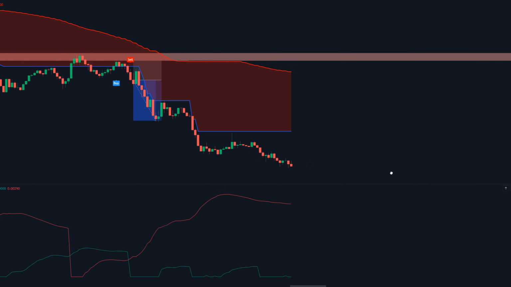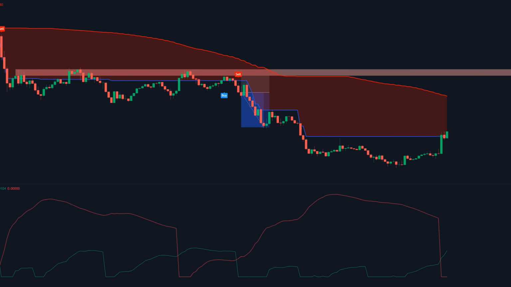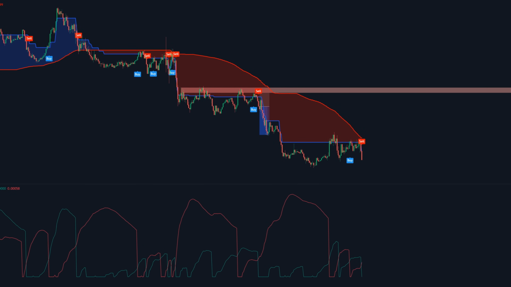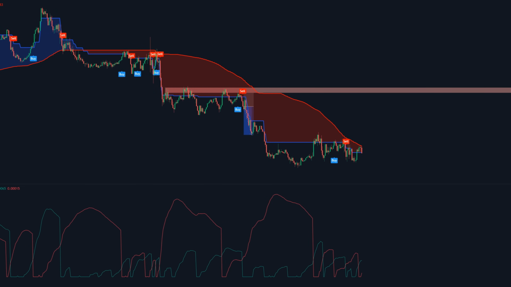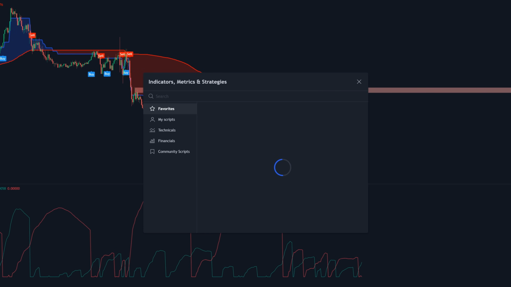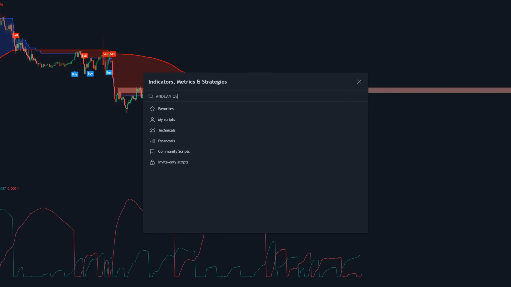In summary, the Andean Oscillator is a technical tool that quantifies and visualizes the degree of price variations in both uptrends and downtrends. Traders can use its components as well as the signal line to assess the direction and strength of the current market trend. If you're interested in this particular trading tool, you can check it out on TradingView and use it alongside your own trading strategy.